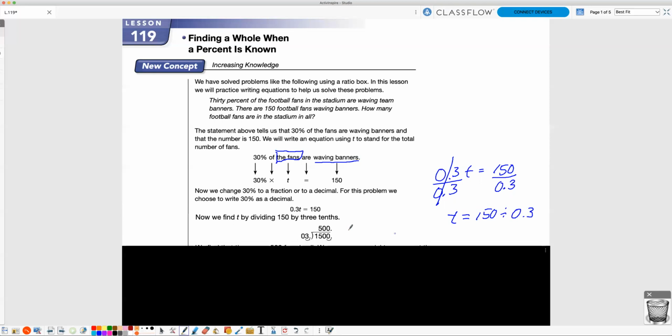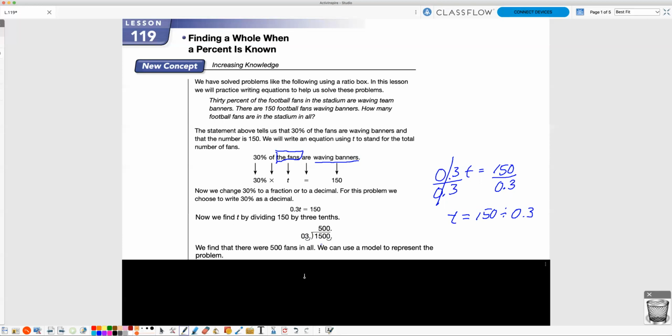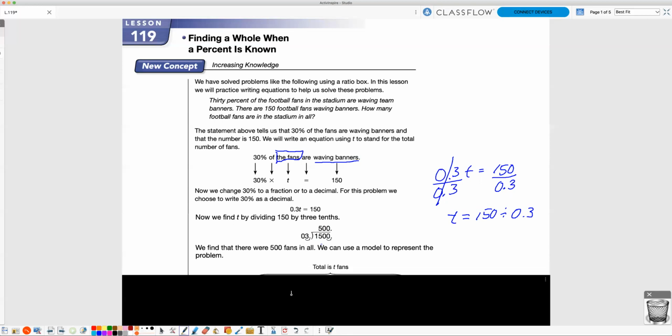When you do that, you move the decimal over one place, and you end up with 1500, because 150, you have to move the decimal one place over here as well. So 1500 divided by 3 is 500. So we have now found that 500 fans were in the stadium in total. And you can use a model to represent the problem.